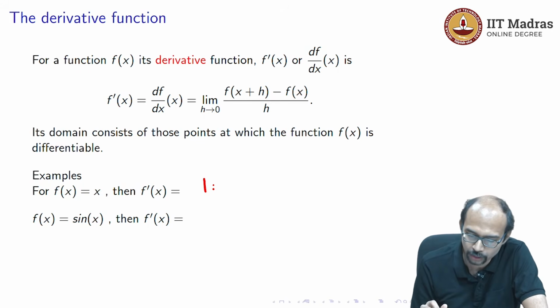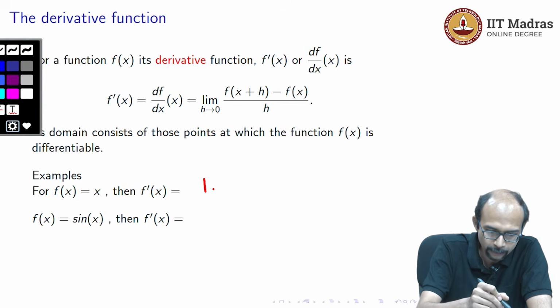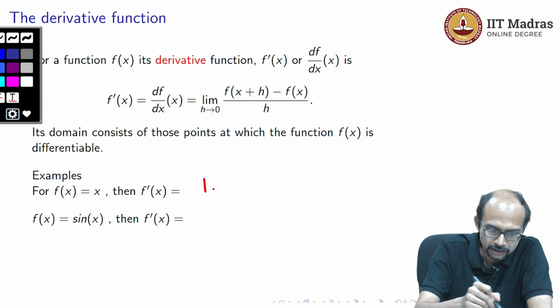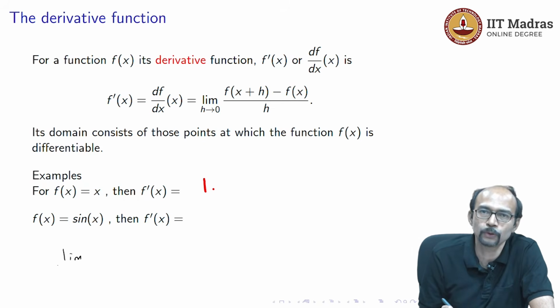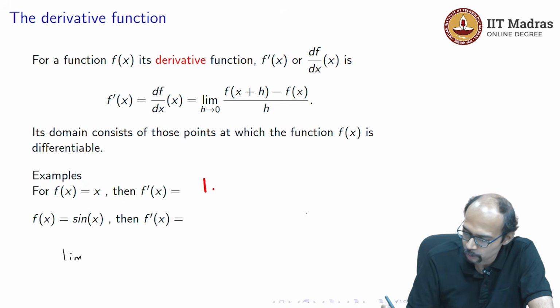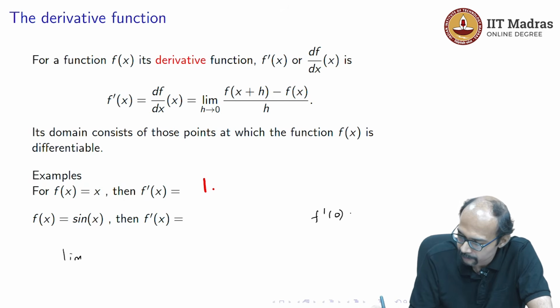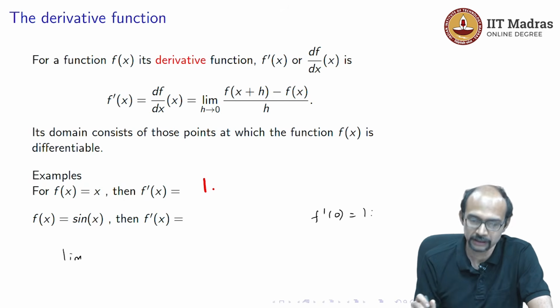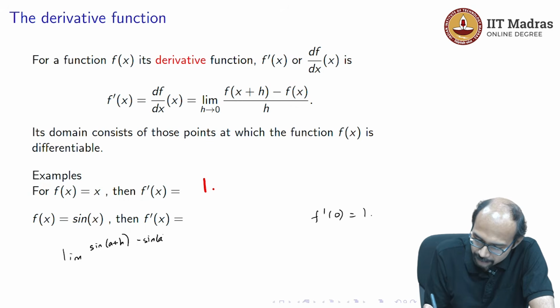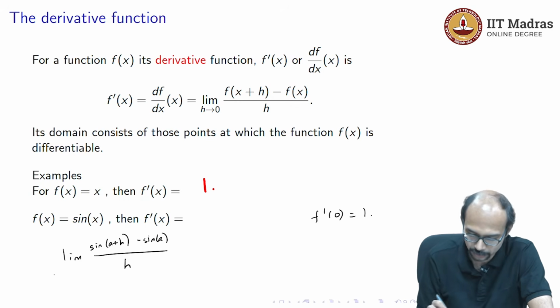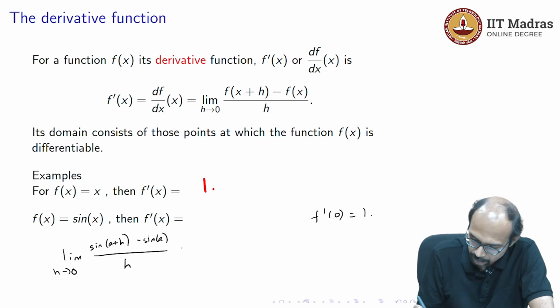Let us see what happens for sin x. If you take f of x is sin x, then we have to compute what this limit is. We did this for 0. We know that f prime of 0 is 1, but let us do it for any arbitrary point. So, what is the limit of sin of a plus h minus sin of a, divided by h, as h tends to 0? That is what we have to compute.